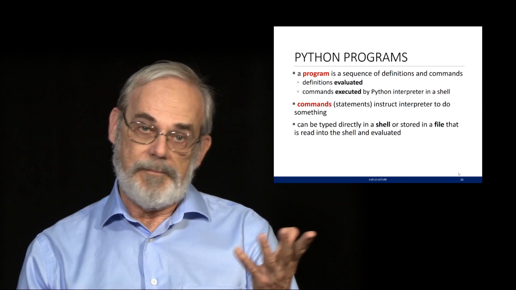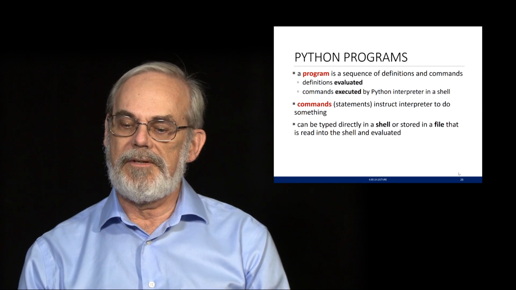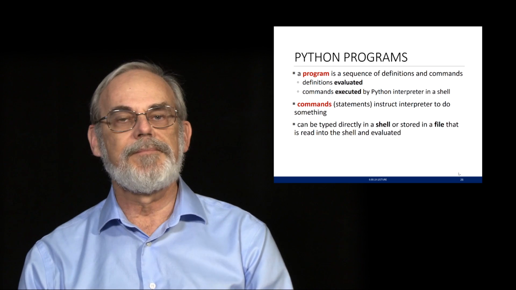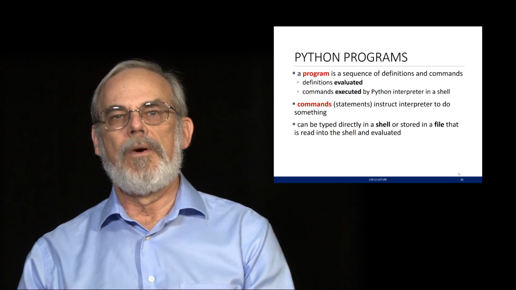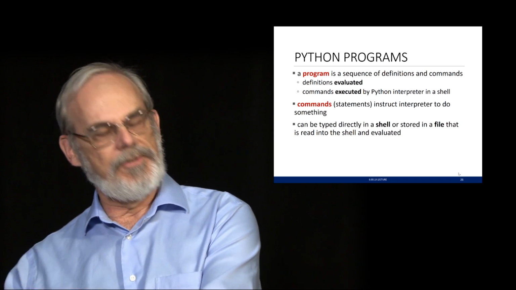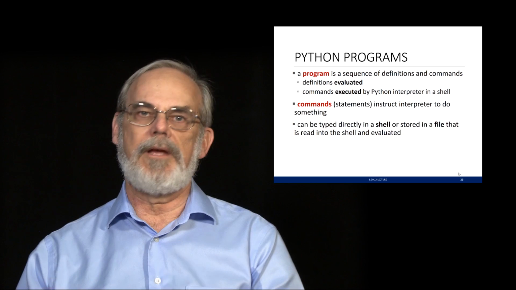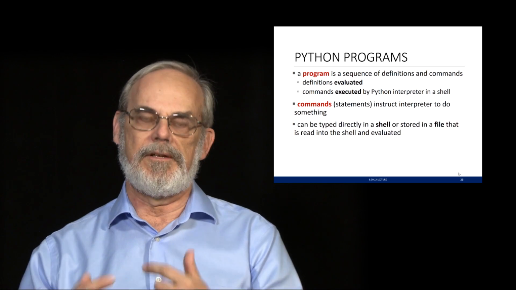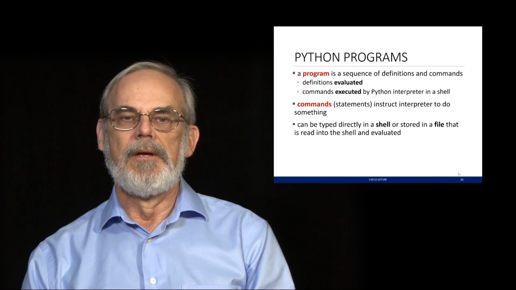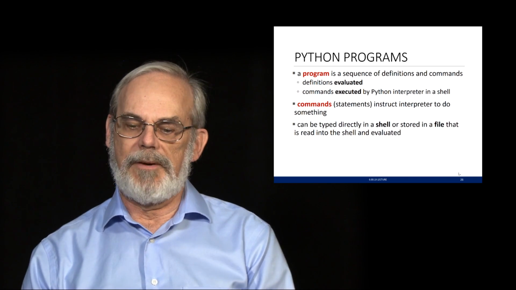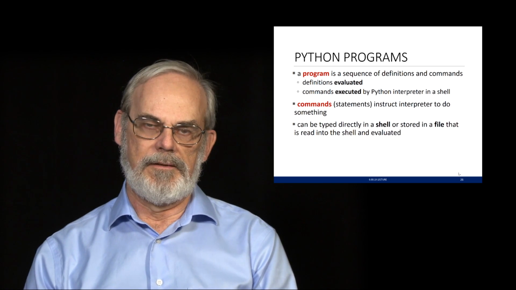And a program, just as we saw with the recipe, is going to be a sequence of definitions and commands. Definitions, as we'll see a little bit later on, are ways of either assigning names to values or, more importantly, creating procedures that we're going to treat as if they're primitives. Those we refer to as being evaluated. Commands are simpler expressions that we can execute directly within Python.